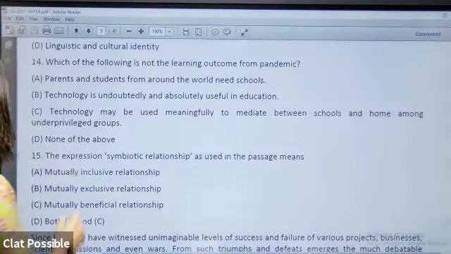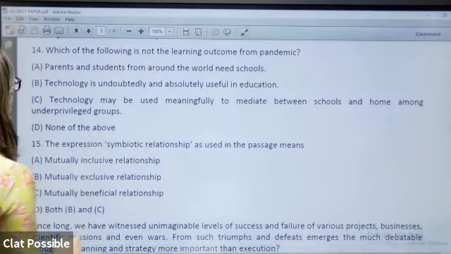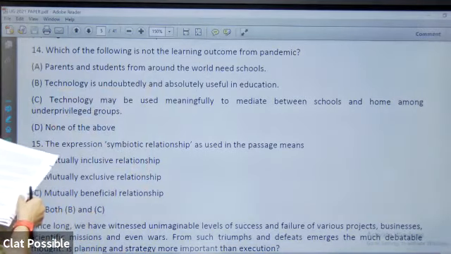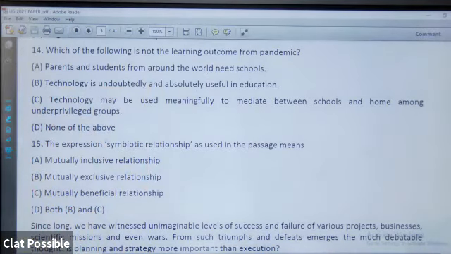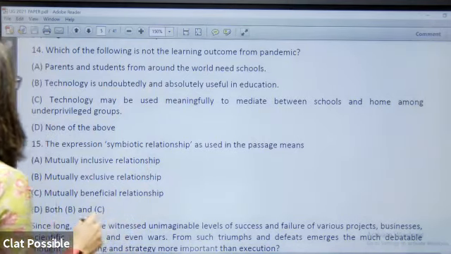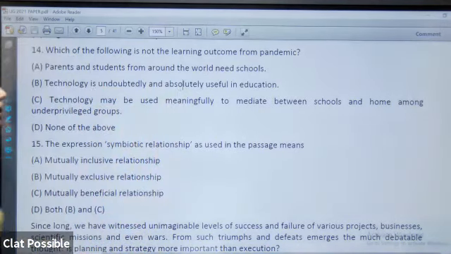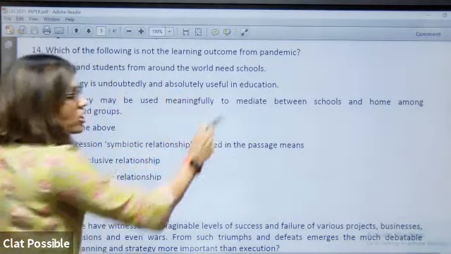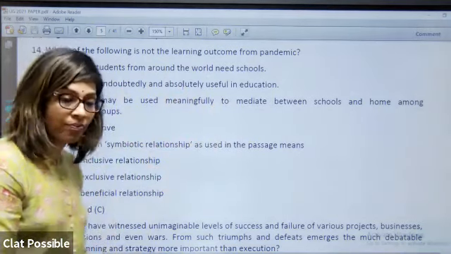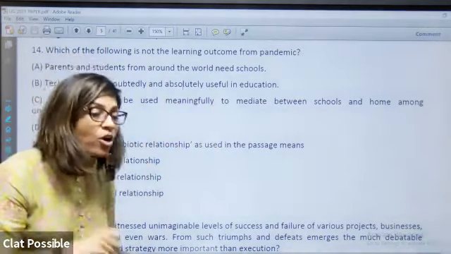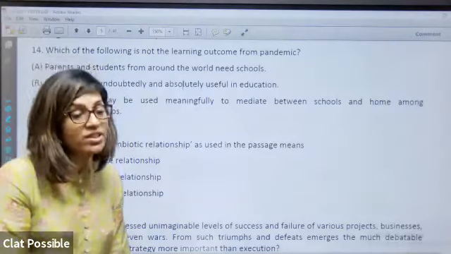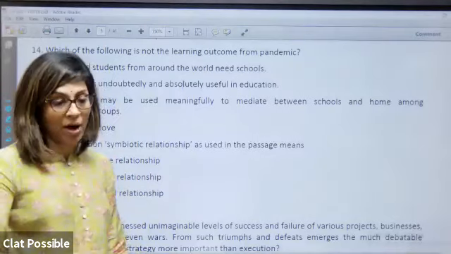What is not the learning outcome from the pandemic? So again, this line is given. Parents want schools to start. Naturally, technology is undoubtedly and absolutely useful in education. This is not a learning from the pandemic. Yes, technology may be used to mediate between schools, but only technology is what the passage has written against. So technology can be a go-between, but just technology alone, in fact, shows the need for schools. This is what the passage is about.